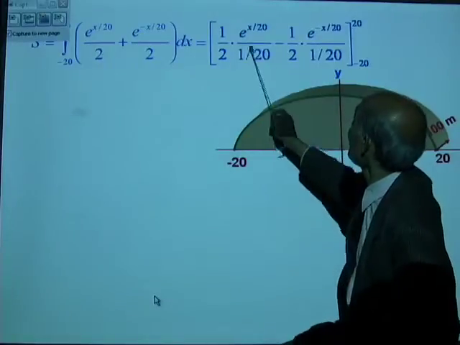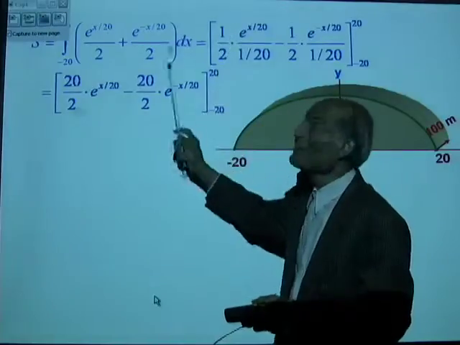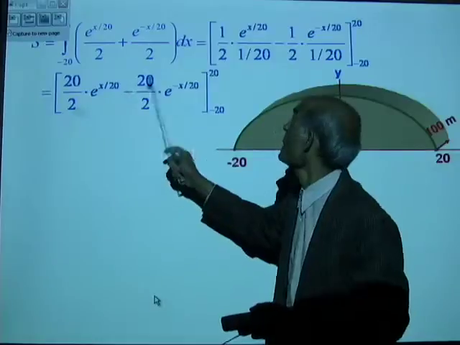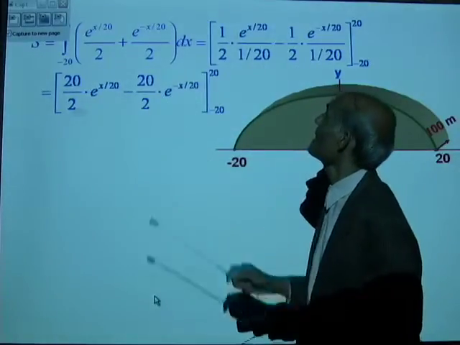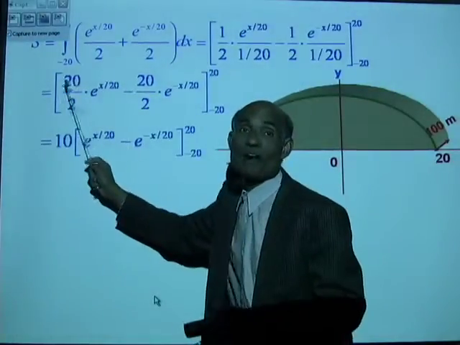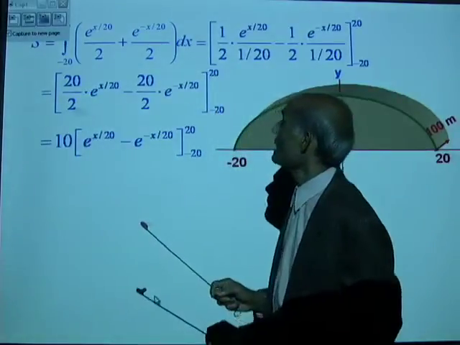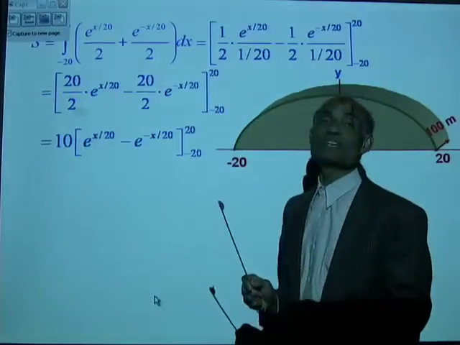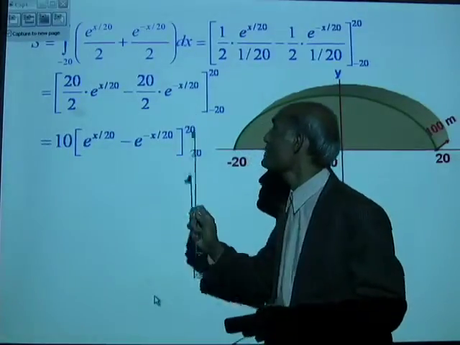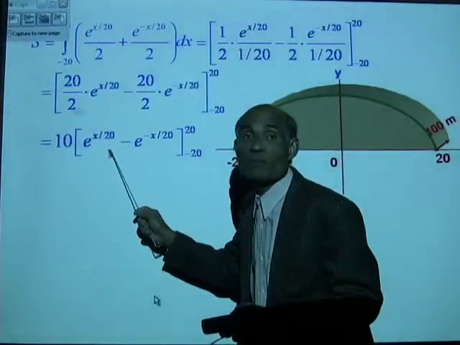All right. So what is this now equal to? As I told you, this 20 will go up. It'll be 20 divided by 2, e to the power of x over 20, minus 20 divided by 2, e to the negative x over 20. And we can factor out that 10. So that's 10 times e to the power x over 20 minus e to the power negative x over 20, and the lower limit is negative 20, the upper limit is positive 20. Let's apply the upper limit first.